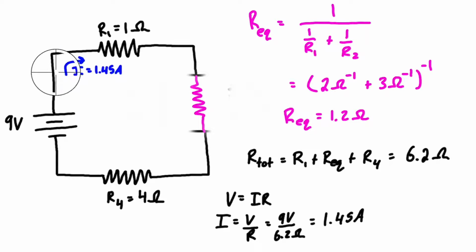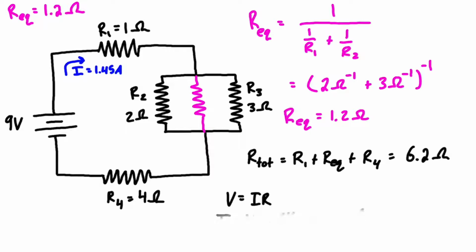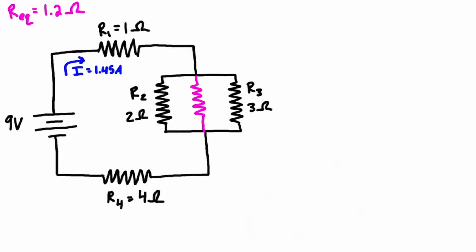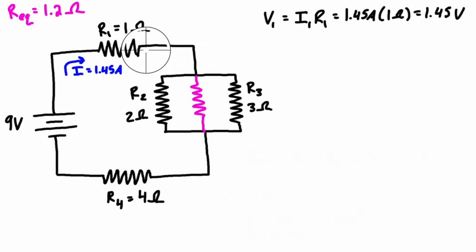If we ignore these actual parts, then the 1.45 amps coming around the circuit is going to pass through resistor 1, through the equivalent resistor, then through resistor 4, and back through the battery. Let's erase some of this and figure out the individual voltage drops. Looking at resistor 1 using Ohm's law, V1 is equal to I1 R1, and I1 is I total, 1.45 amps. So we have 1.45 amps times 1 ohm, which gives us 1.45 volts of voltage drop across resistor 1, from here to here.